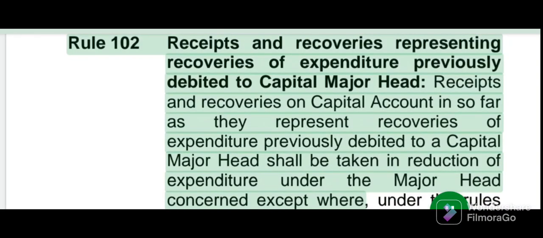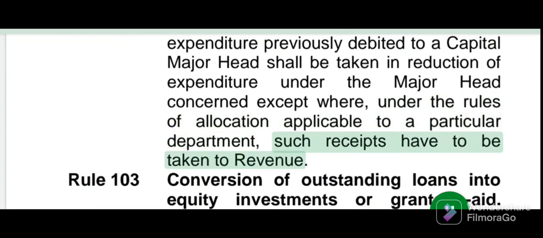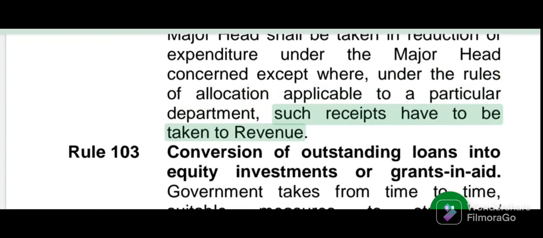Rule 102 Receipts and recoveries representing recoveries of expenditure previously debited to capital major head. Receipts and recoveries on capital account, insofar as they represent recoveries of expenditure previously debited to a capital major head, shall be taken in reduction of expenditure under the major head concerned, except where, under the rules of allocation applicable to a particular department, such receipts have to be taken to revenue.